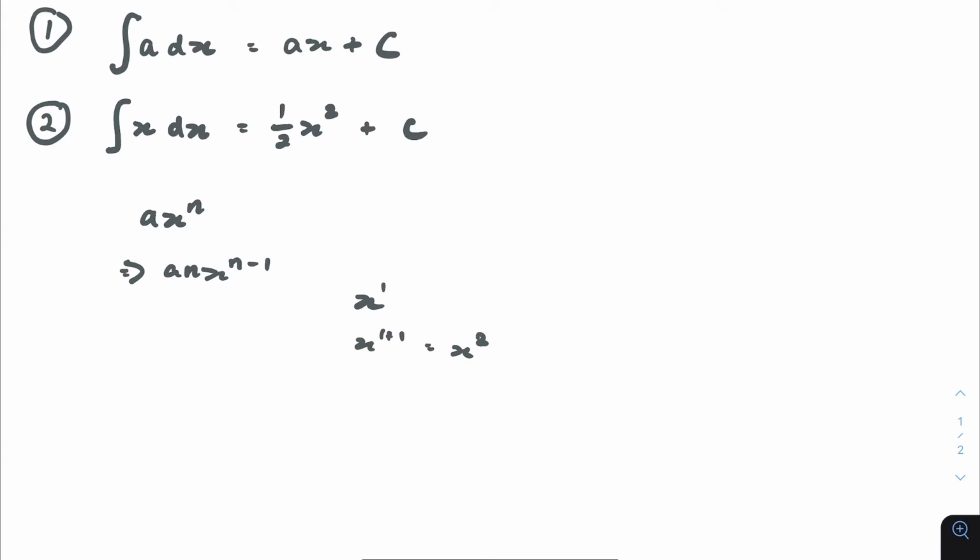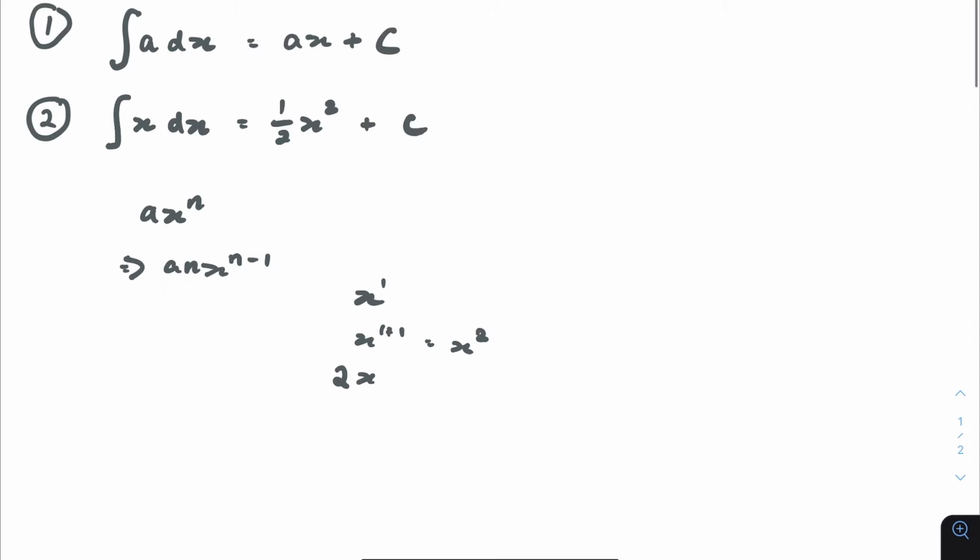Then the 2 would get dragged down. So it would become 2x. But since we're multiplying it here, we have to divide with integrations. It's not 2x. It would become 1 over 2 x. And then, of course, we can't forget the power up here. So it becomes 1 over 2 x squared.